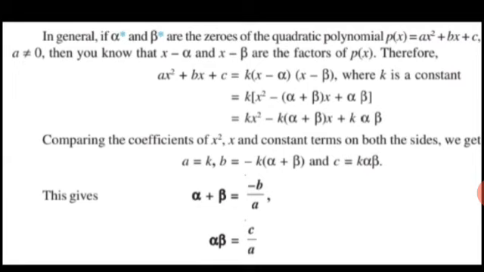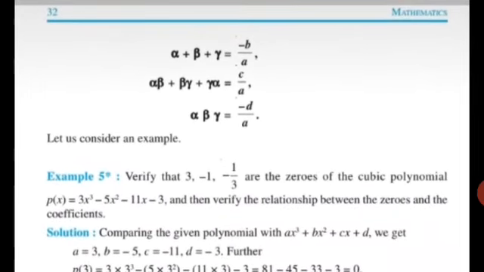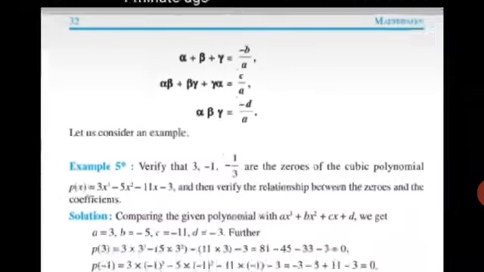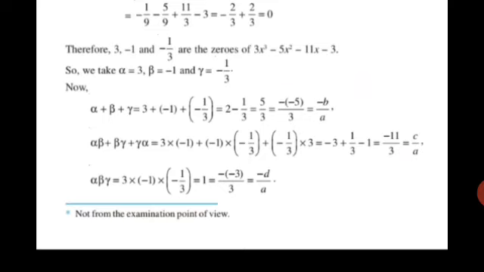Now, before moving to the next one, let me tell you one more thing. Children, on the screen now you can see three relationships, that is alpha, beta and gamma. Now if you remember, we have studied that a cubic polynomial will have at the most 3 zeros. These are the relationships for those cubic polynomials. An example, that is example 5, is also solved here on the screen. But the most important thing is the last line of this page.